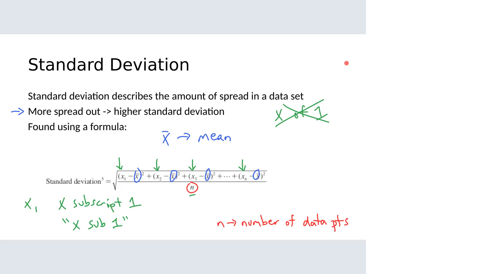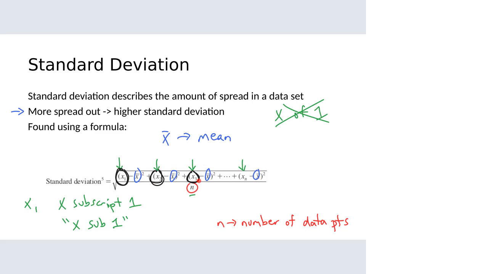You'll notice nowhere on here is an x. There is x sub 1, x sub 2, x sub 3. There's nowhere that there's just an x. So x sub 1 is the first data point, x sub 2 is the second data point, x sub 3 is the third data point. But these things do represent our data points.